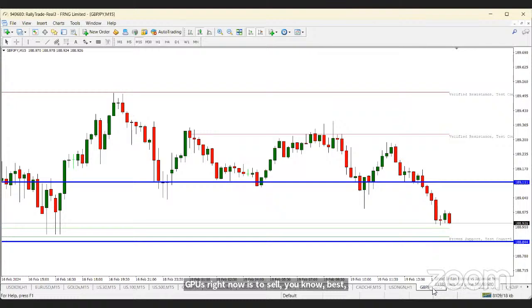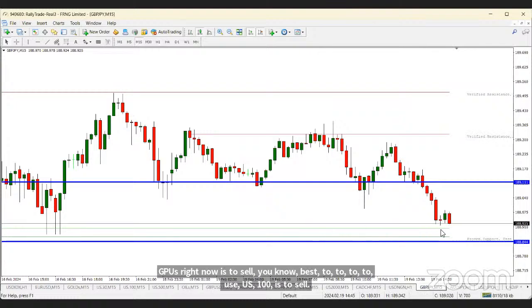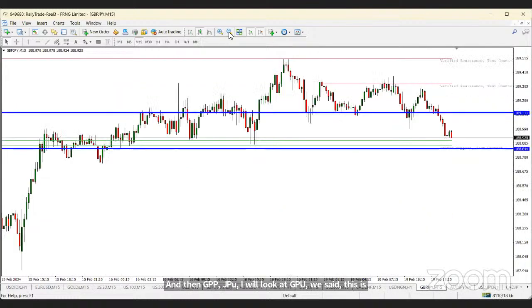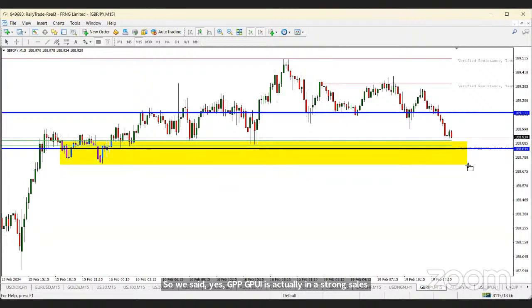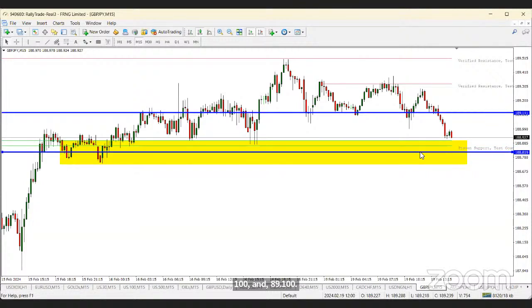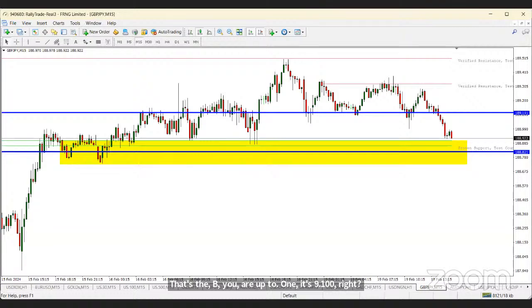And then GBP JPY, we looked at GBP JPY and said this is a very strong support zone and we should be looking out for a buy from this zone, especially with what we were told regarding JPY. So we advise a buy on GBP JPY up to around 189.100. That's my advice for GBP JPY.